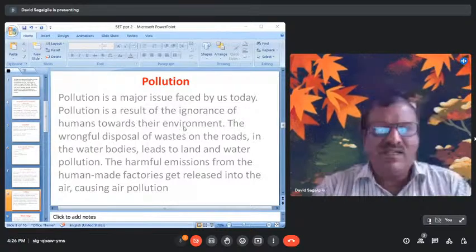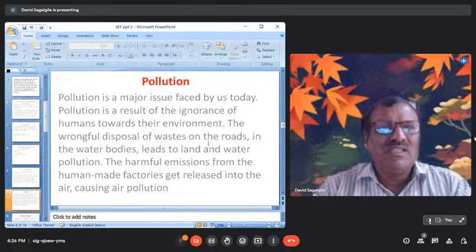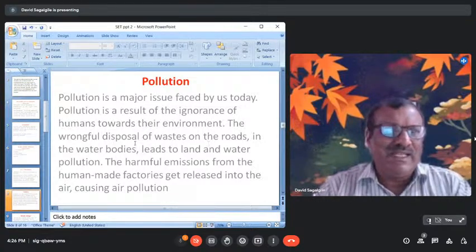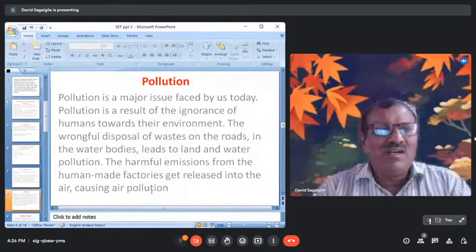We see that we human beings are causing an adverse effect on the environment, because of which the pollution is increasing day by day. The wrongful disposal of waste on the roads, in the water bodies, leads to pollution. We dispose of our waste on the roads, we throw our garbage on the road or into the water bodies like rivers and lakes.